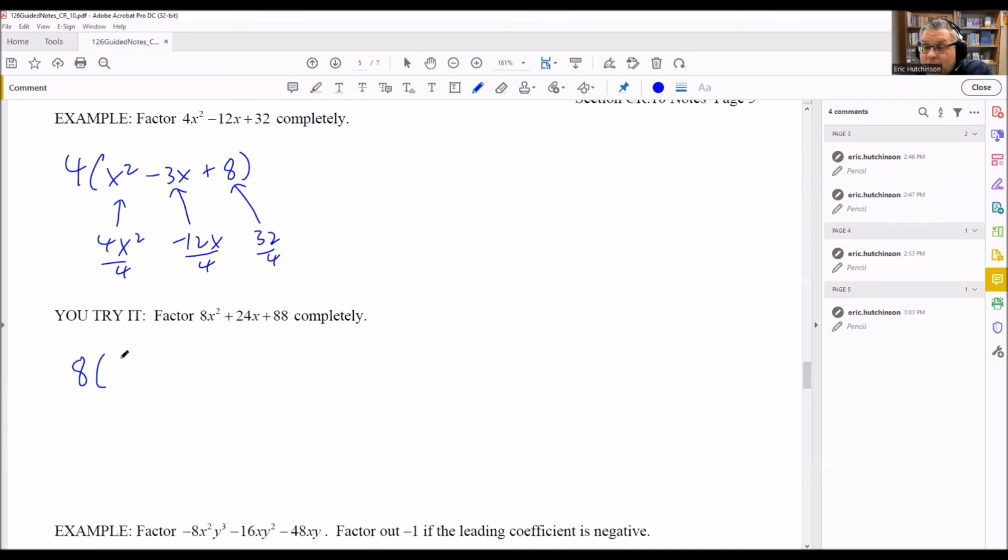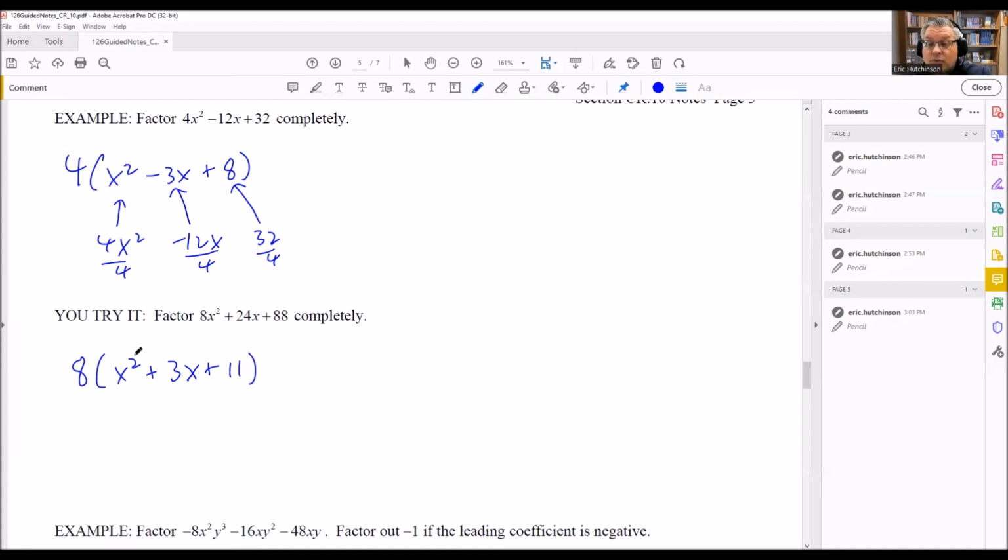Okay. Now, instead of writing all this out, you don't have to do that every single time. We can just think about what that would be. If I take 8x squared divided by 8, that's going to leave me with x squared. If I take 24x divided by 8, 24 divided by 8 would be 3. So I'd have a 3x here. Then 88 divided by 8 will give you 11. And then that would be your answer.